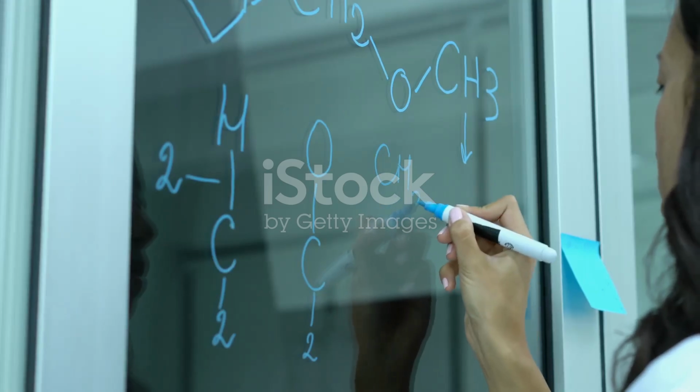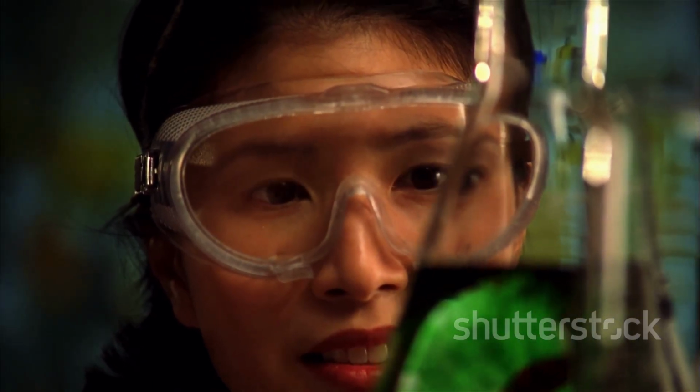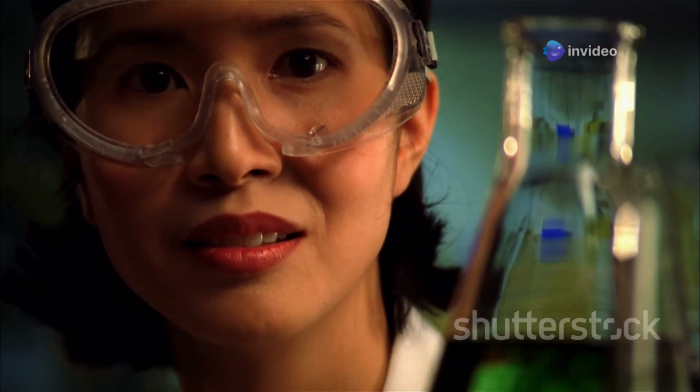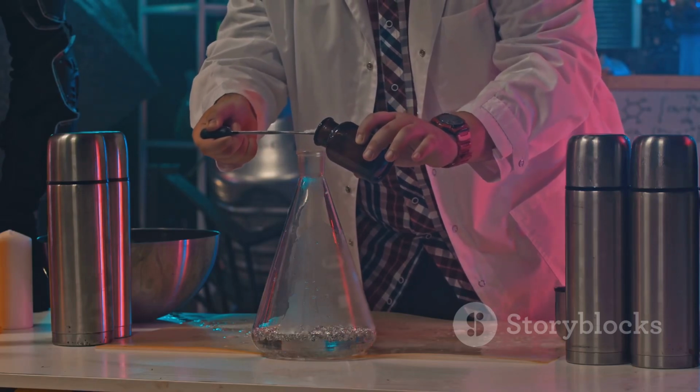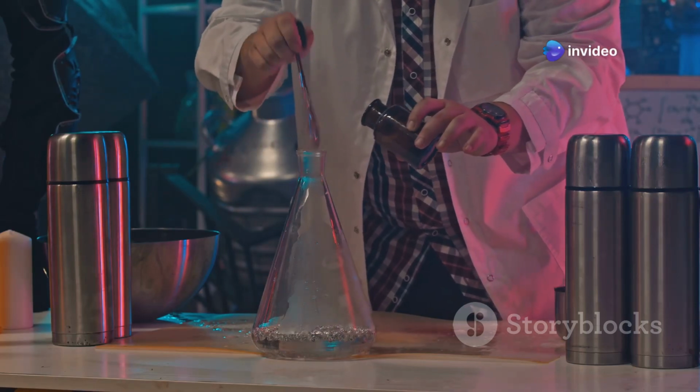Let's break it down. Ionic equilibrium happens when the amounts of ions in a solution stay the same over time. Imagine a crowded room where people are constantly coming and going, but the total number stays relatively steady. That's like ionic equilibrium. Now you might be wondering, how do these ions even get into the solution in the first place? Well, it all starts with dissociation.